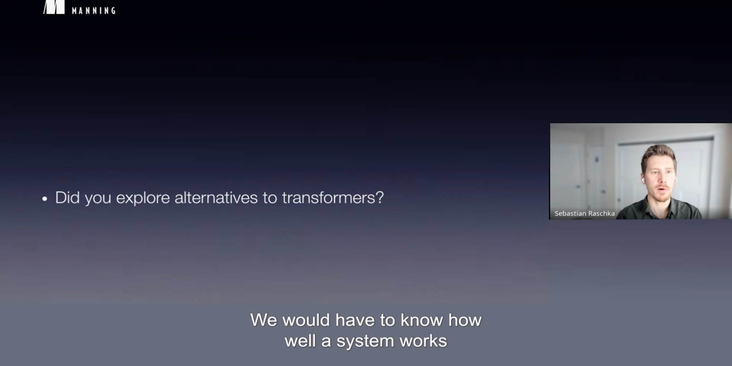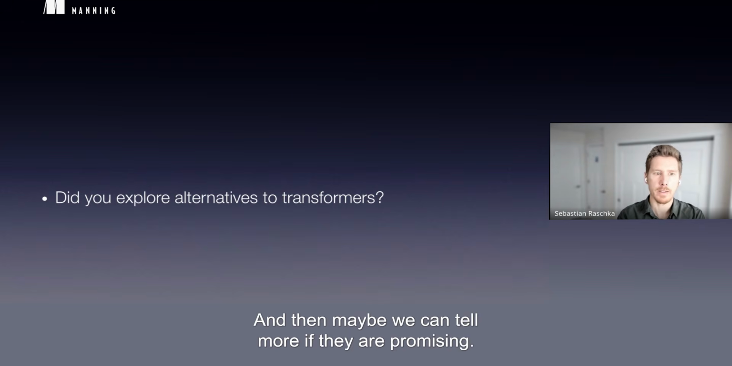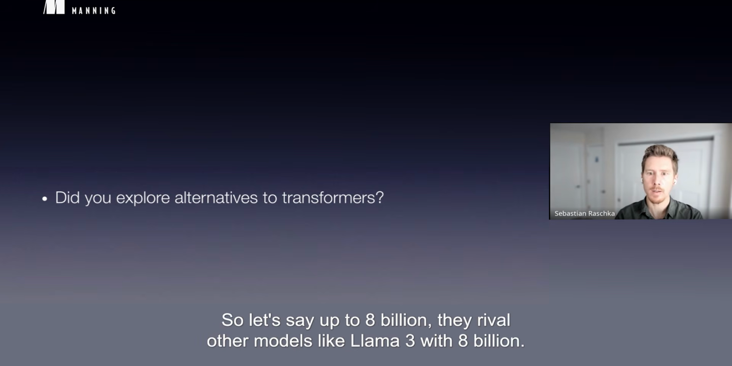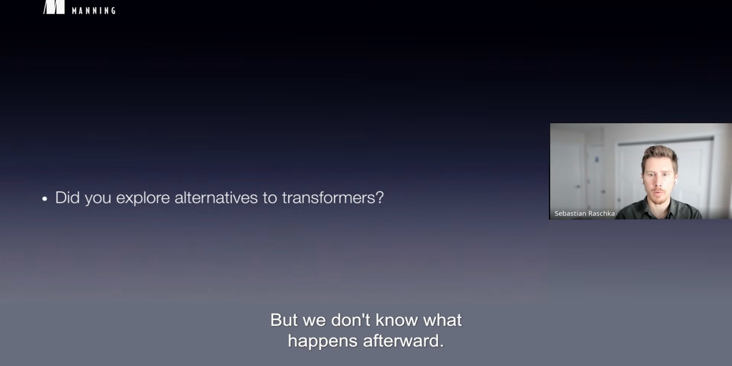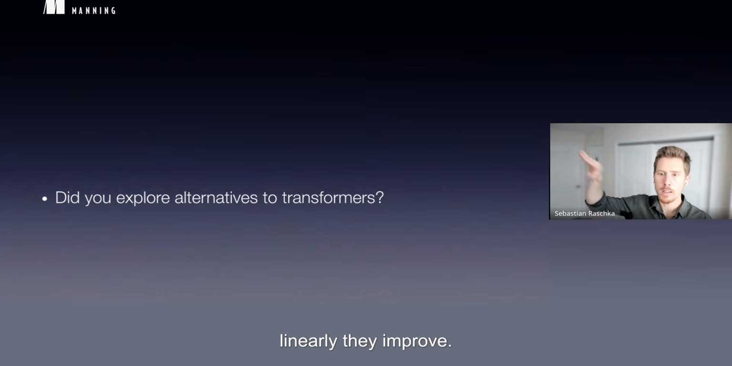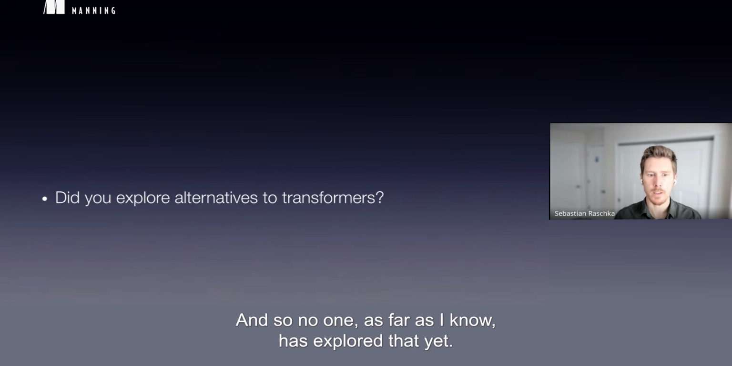We would have to know how well a system works if it has been trained on a scale of maybe 15 trillion tokens and 200 billion parameters at least, to make a comparison. And then maybe we can tell more if they are promising. It's just speculating, but it's not clear. These models work well on a small scale, up to 8 billion, where they rival other models like Llama 3 8 billion. But we don't know what happens afterwards. Maybe they saturate. Maybe they improve linearly from 1 billion to 8 billion, but then there is a cliff where they just stop improving after a certain size. As far as I know, no one has explored that yet.